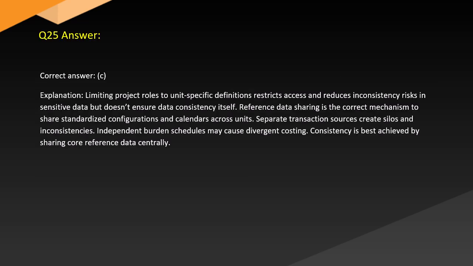Answer. Correct answer: C. Explanation. Limiting project roles to unit-specific definitions restricts access and reduces inconsistency risks in sensitive data, but doesn't ensure data consistency itself. Reference data sharing is the correct mechanism to share standardized configurations and calendars across units. Separate transaction sources create silos and inconsistencies. Independent burden schedules may cause divergent costing. Consistency is best achieved by sharing core reference data centrally.